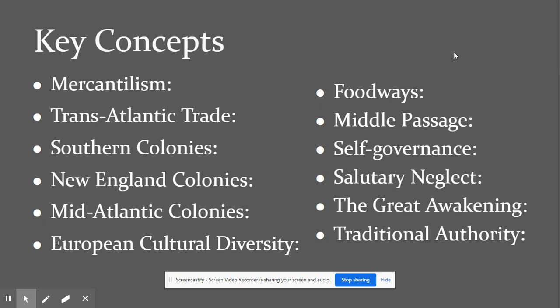Now, what you need to see here are our key concepts. If you'll notice, for those of you who have paid attention, these are also on your vocabulary sheet. We're going to talk about mercantilism. However you want to say it, that is how you really need to say it. Transatlantic trade, Southern colonies, New England colonies, Mid-Atlantic colonies, European cultural diversity, foodways, the Middle Passage, self-governance, salutary neglect. That's another one that people kind of mess up. The Great Awakening, and traditional authority.